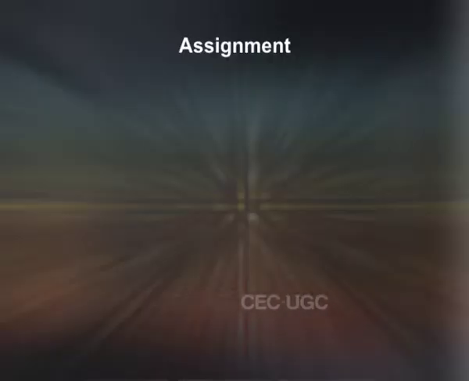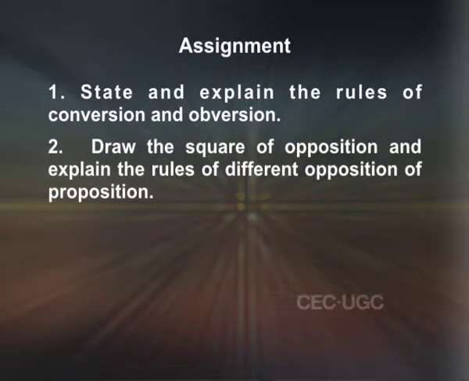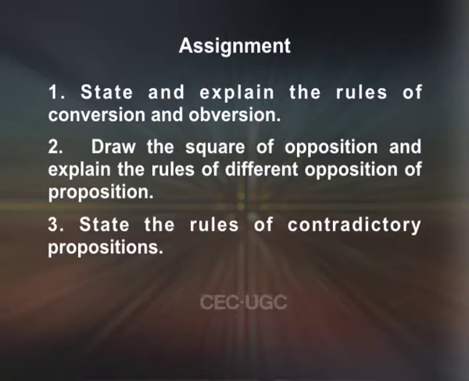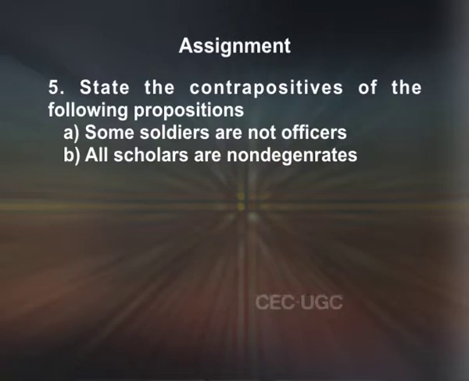There are few questions for you to answer. Number 1. State and explain the rules of conversion and obversion. Number 2. Draw the square of opposition and explain the rules of different opposition of propositions. Number 3. State the rules of contradictory propositions. Number 4. What are the different forms of immediate inference? Explain with examples.